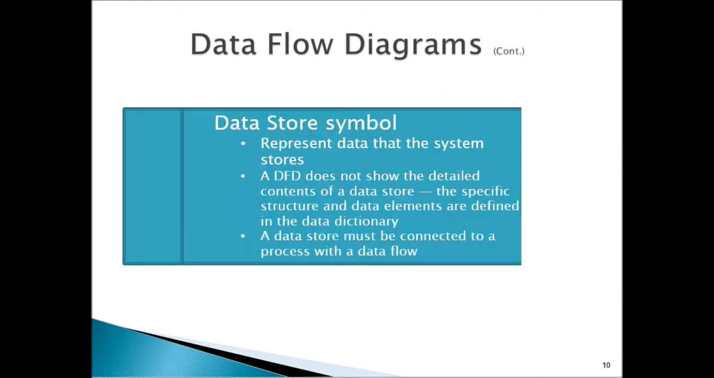Data store symbols represent data that the system stores. A data flow diagram does not show the detailed contents of a data store. The specific structure and the data elements are defined in the data dictionary. A data store must be connected to a process with a data flow. So again, the data store in a DFD does not show the detailed contents of the store. It's just a symbol.